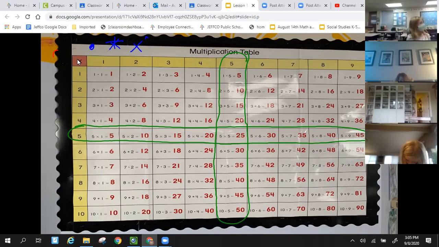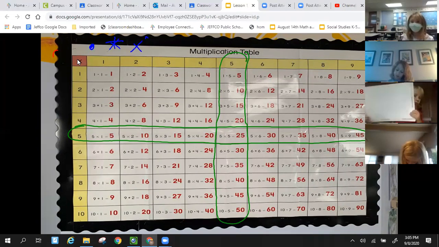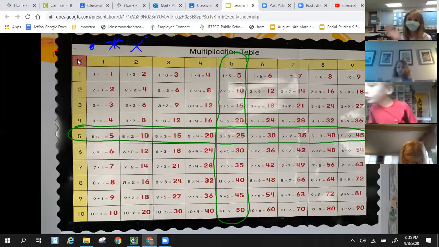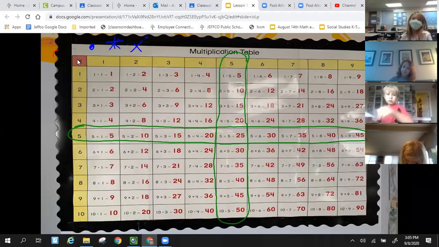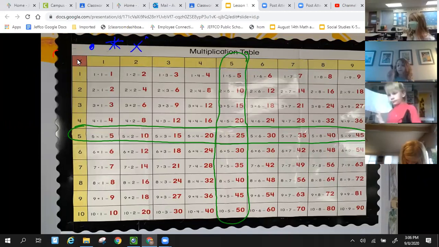Hey, shake them out. We're almost there. 7 times 5. 5, 10, 15, 20, 25, 30, 35. 8 times 5. 5, 10, 15, 20, 25, 30, 35, 40. Shake them out. 9 times 5. 5, 10, 15, 20, 25, 30, 35, 40, 45. Last but not least, 10 times 5. 5, 10, 15, 20, 25, 30, 35, 40, 45, 50.